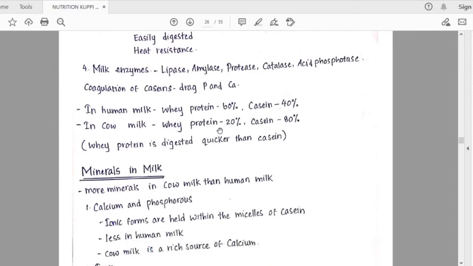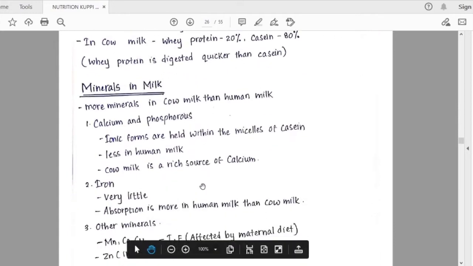Cow's milk has 20% whey protein and 80% casein. And whey protein is digested quicker than casein. So bodybuilders make their supplements from whey protein because it is easily digestible. They can quickly take it as a protein shake, and that is why whey protein is used.